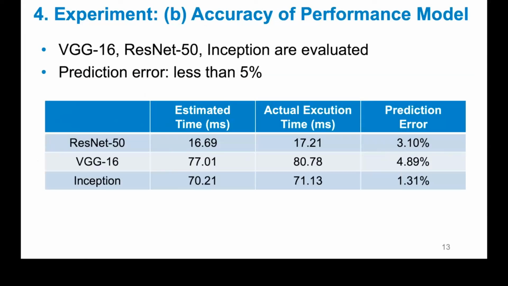Firstly, we test the accuracy of the performance model on VGG16, ResNet50, and Inception. The result is illustrated in the table. The prediction error is less than 5% on these three models, so it's accurate enough for estimating the hardware performance.